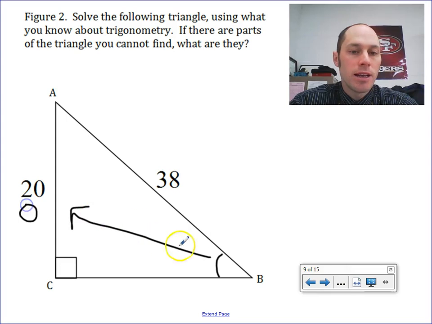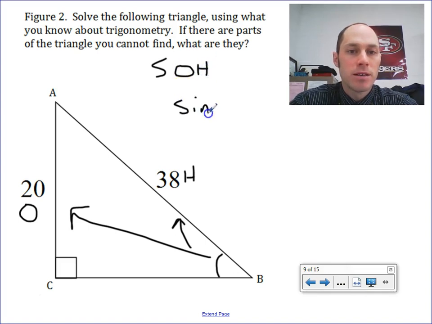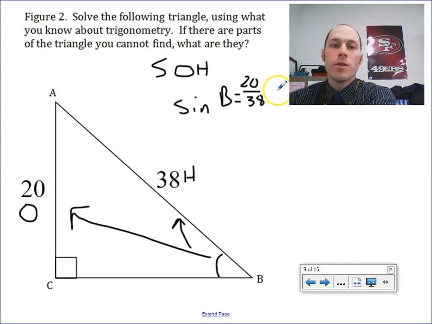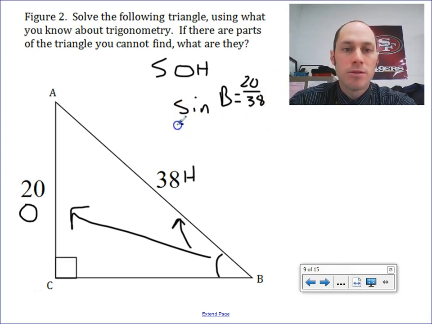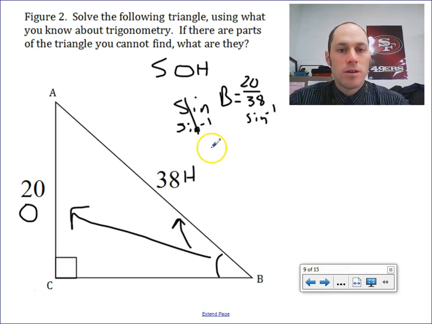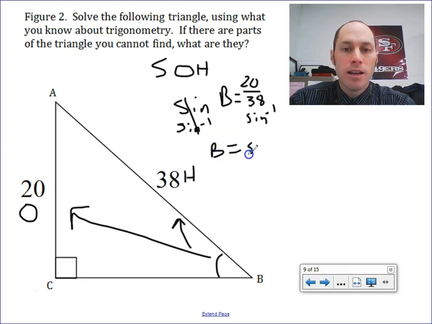This is my opposite side. This is my hypotenuse. So SOHCAHTOA. So the sine of B equals opposite 20 over hypotenuse 38. Okay, so now if I want to find the measure of B, how do I get rid of sine? Well, I've got to do the sine inverse, and sine inverse of my ratio on the right side of the equation. So B equals sine inverse of 20 over 38.